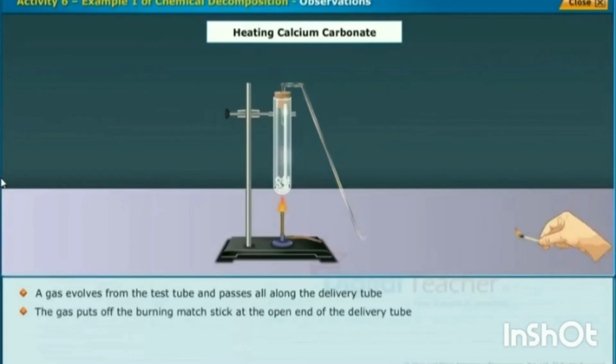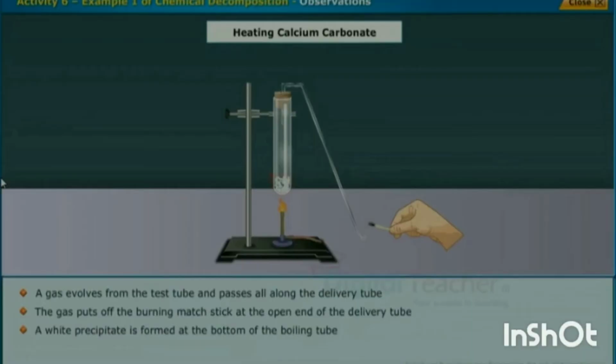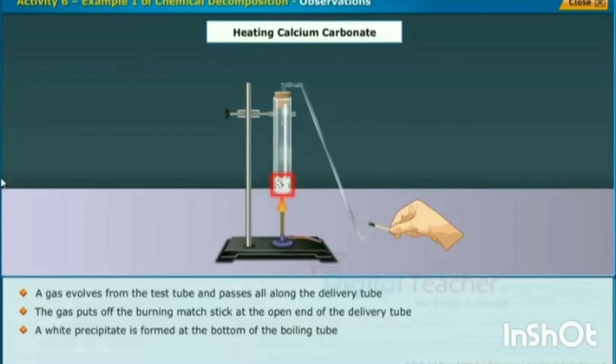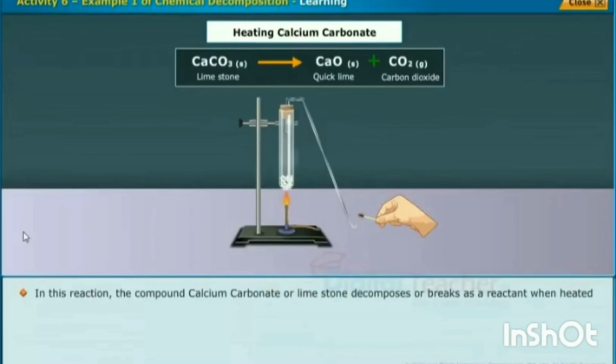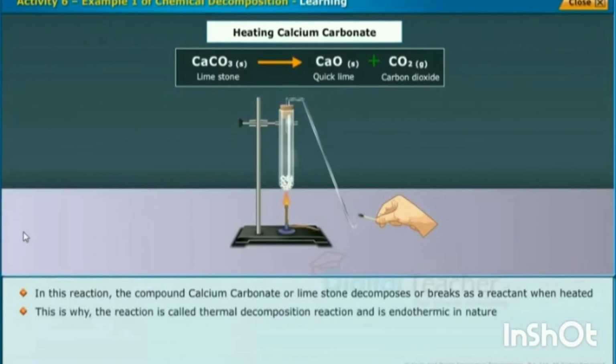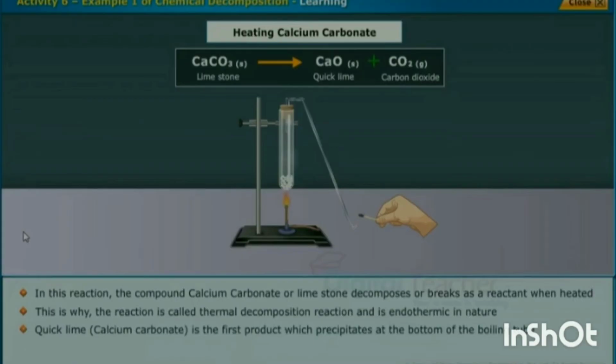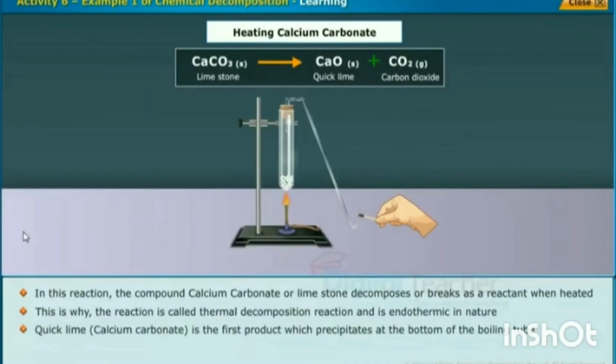The gas evolved during the heating process comes out through the delivery tube and it puts off the matchstick. The white precipitate is formed at the bottom of the boiling tube. In this reaction, the compound calcium carbonate decomposes and breaks down into calcium oxide and carbon dioxide gas. So as we can see, we have a single reactant that is giving us more than one product. This is one of the important characteristics of decomposition reactions.